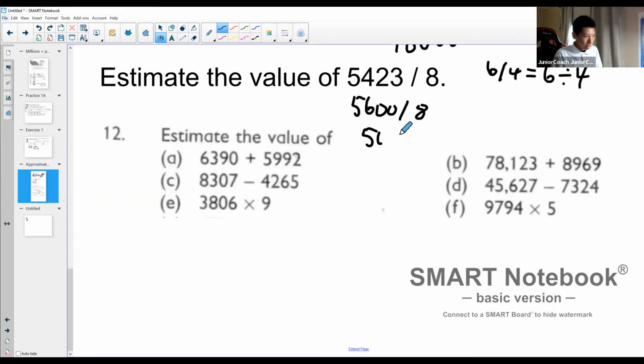56 divided by 8 is just a simple 7. And then we tack on the 2 zeros to get 700. So, yeah, 700, great. It's just a lot easier. So when we estimate, we're going to try to go to a value that's easy to work with. In this case, we're going to do 5,600.